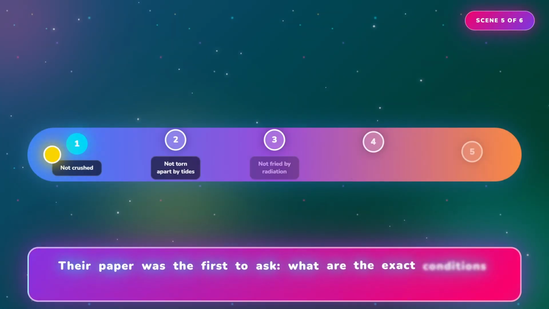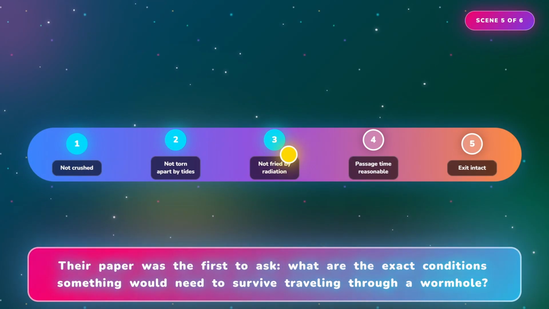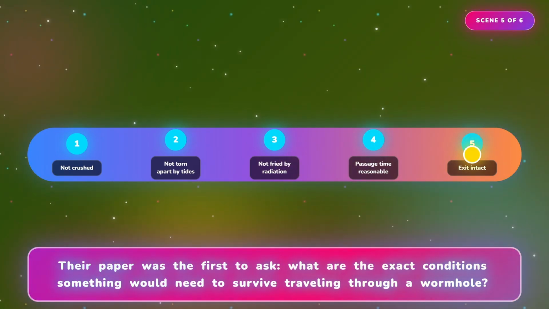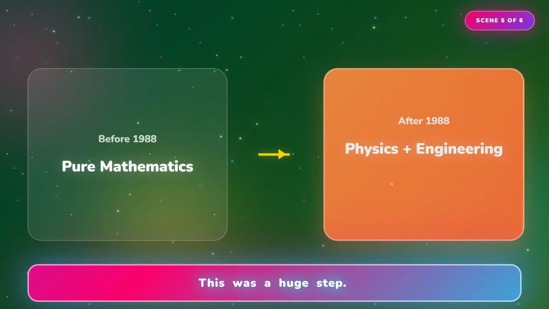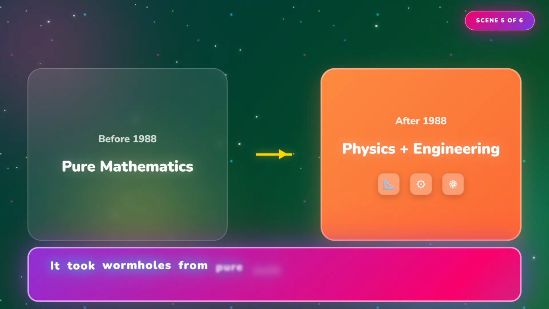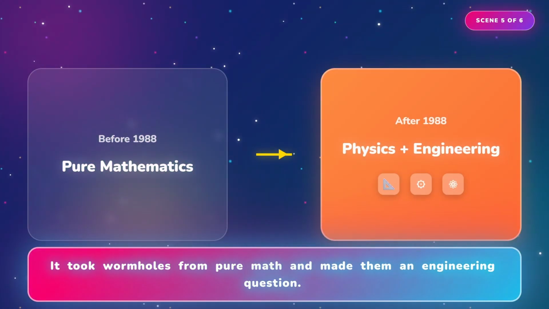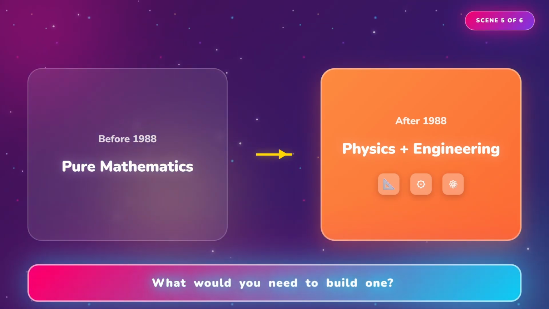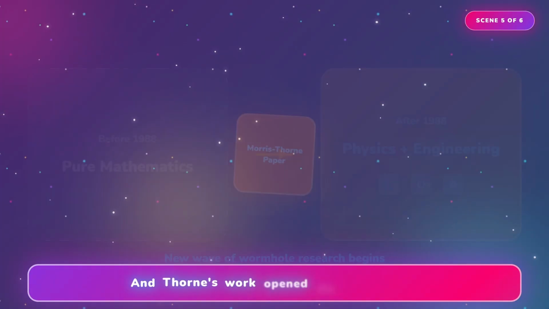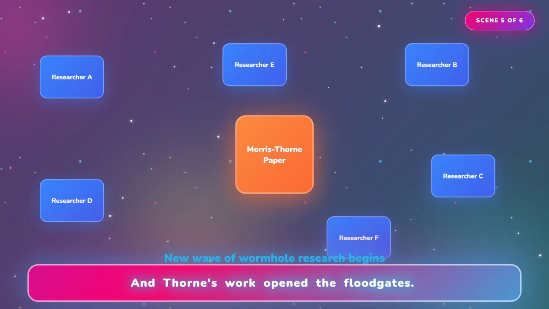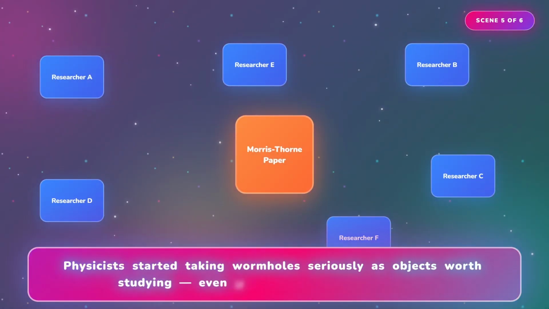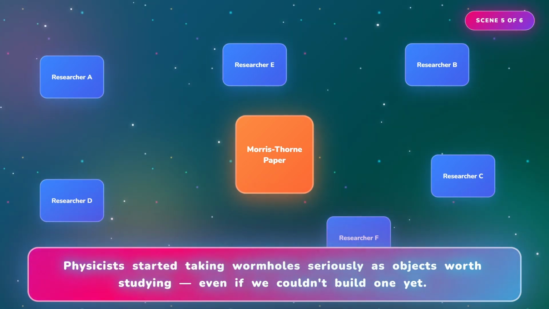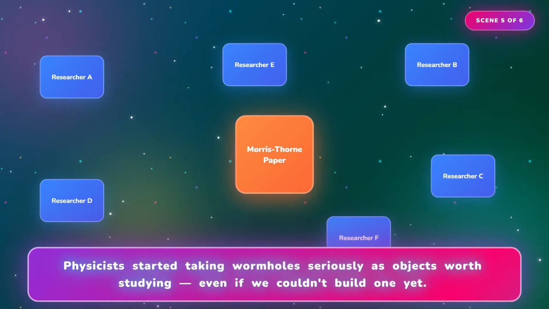Their paper was the first to ask, what are the exact conditions something would need to survive traveling through a wormhole? This was a huge step. It took wormholes from pure math and made them an engineering question. What would you need to build one? And Thorne's work opened the floodgates. Physicists started taking wormholes seriously as objects worth studying, even if we couldn't build one yet.